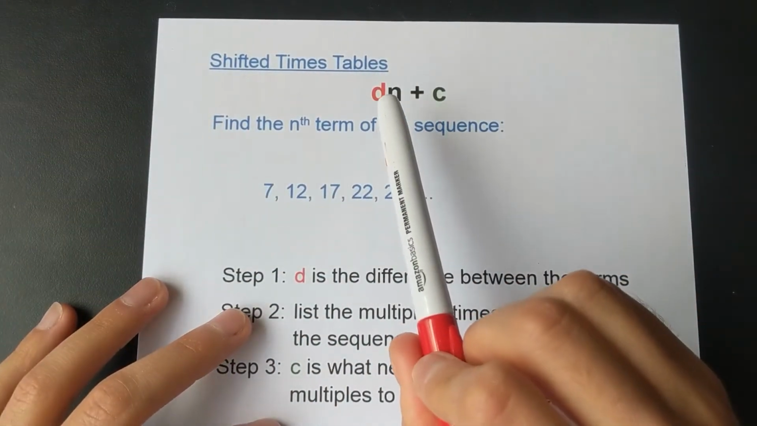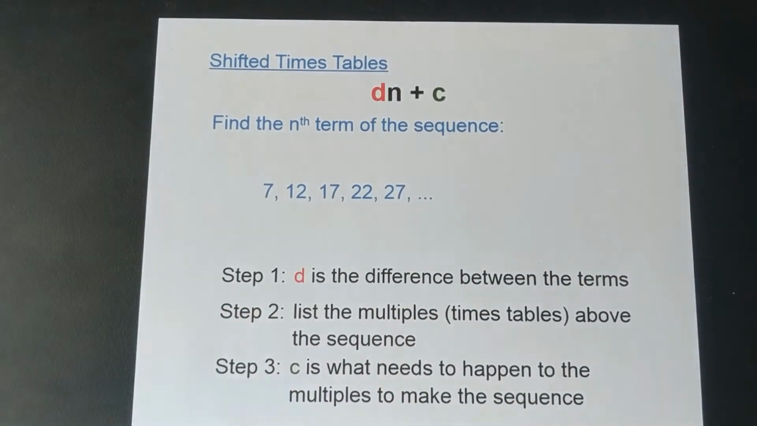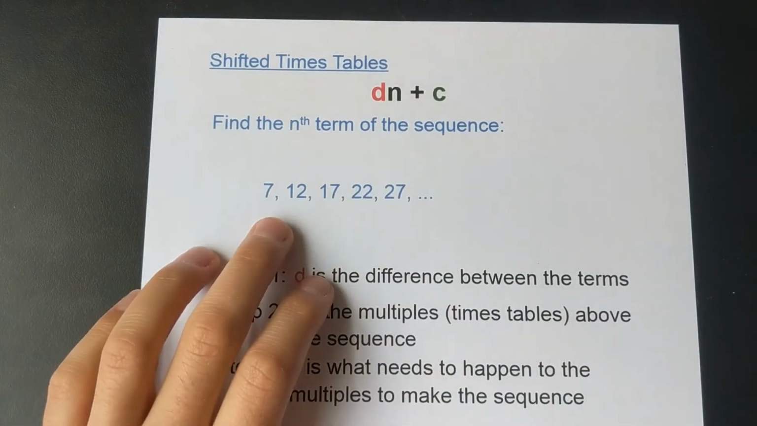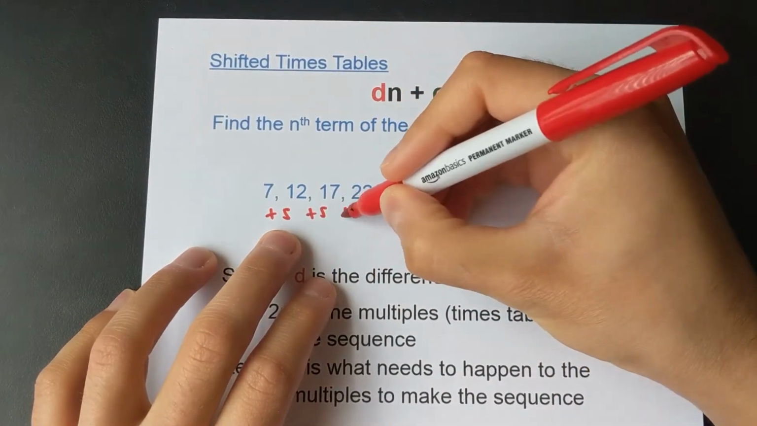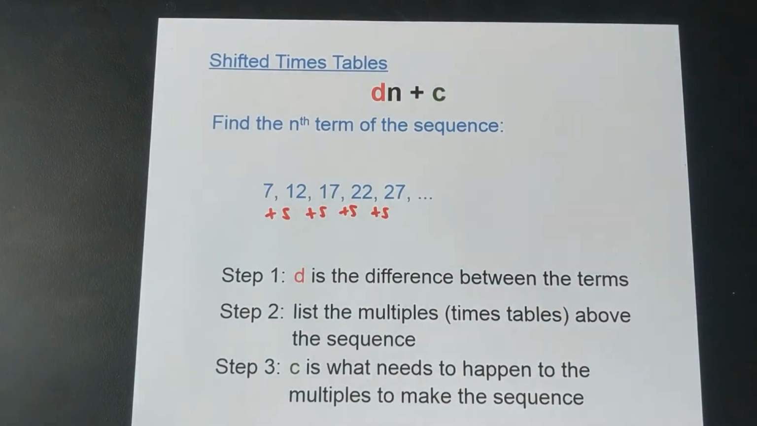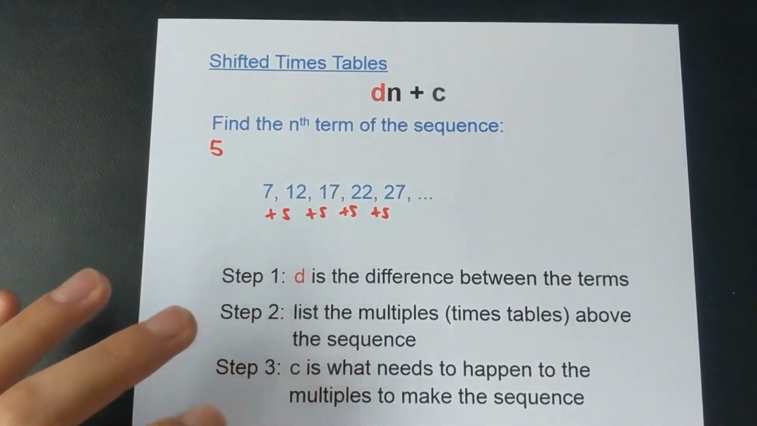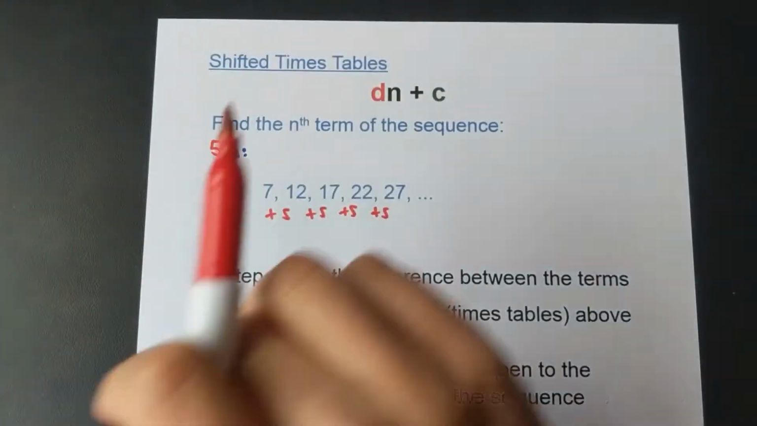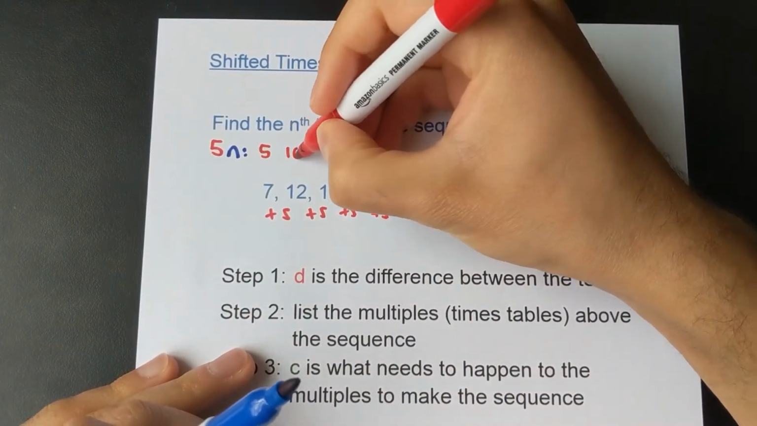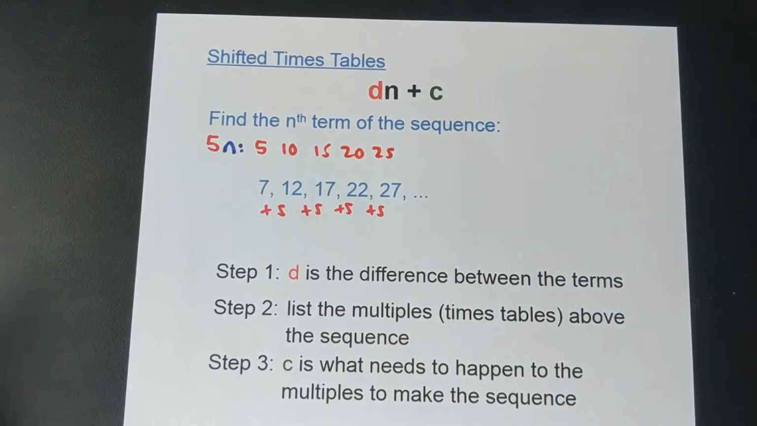This is the general way that it looks. We can always work out what this value for d is, the number in front of n, the coefficient of n, based on what the difference is. So here, I'm adding 5 each time, which means this is going to roughly look like 5n. So it's going to be 5n, and then there's going to be a correction afterwards. Now, what does 5n look like? 5n is 5 times 1, 5 times 2, 5 times 3, 5 times 4, 5 times 5, 5 times 6, and so on. It's just the 5 times table.